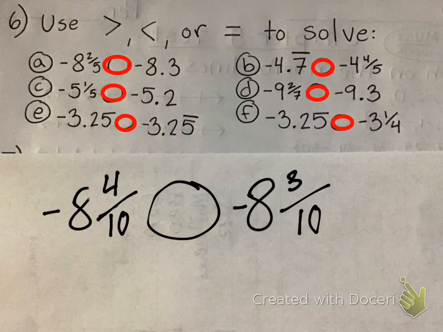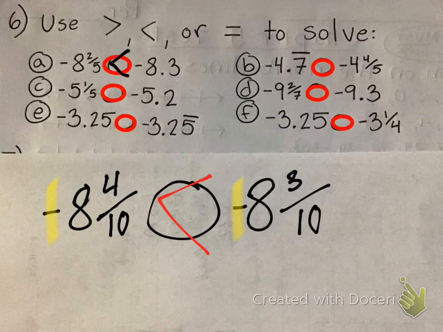Now, a lot of you guys were eager beavers and you think, oh, 4 is bigger than 3. Great. But they're negative. So, who can tell me which one's bigger? -8 and 4/10 or -8 and 3/10? Who can tell me, Emmett? -8 and 3/10. Excellent. That one is bigger. So as such, I want you to do the same for the rest of them.